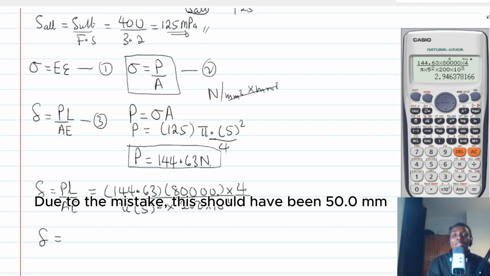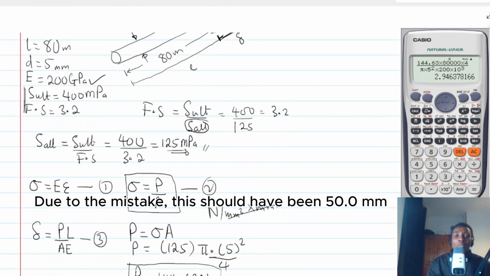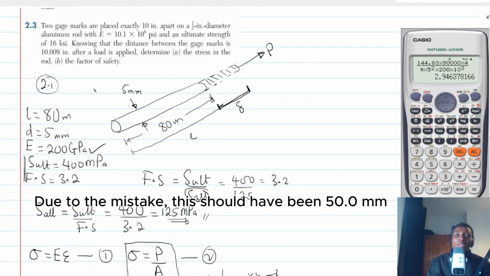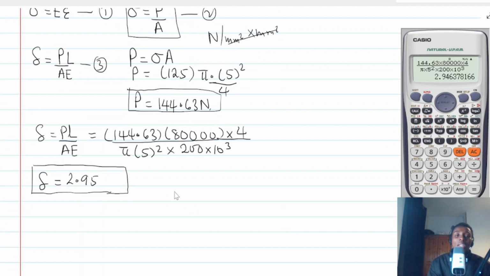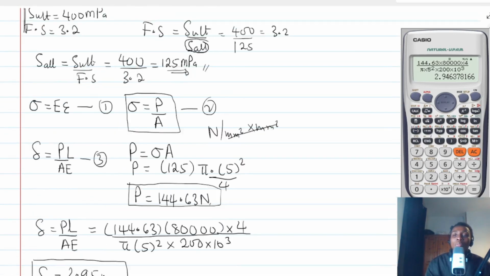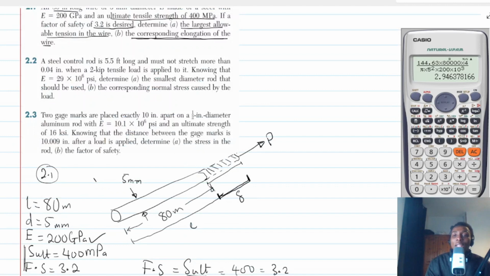So that is 2.95. So the elongation is 2.95. Okay, basically what this means is that if we apply this load, there will be 2.95 millimeters extension at the end. That is what it basically means. All right, so this problem has been solved. Now let's look at the next set.